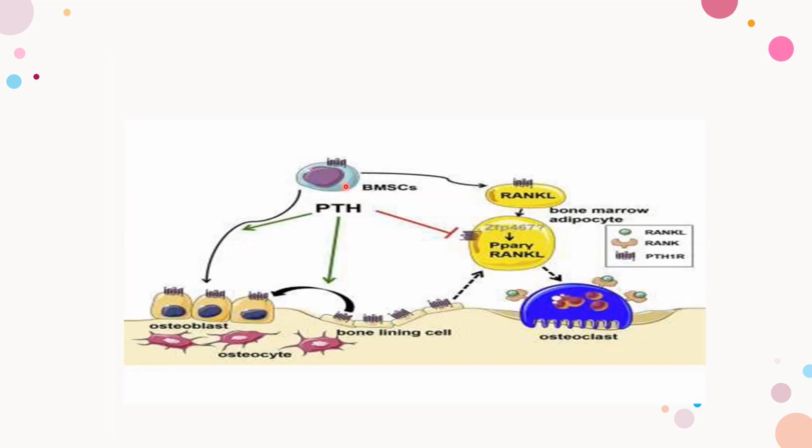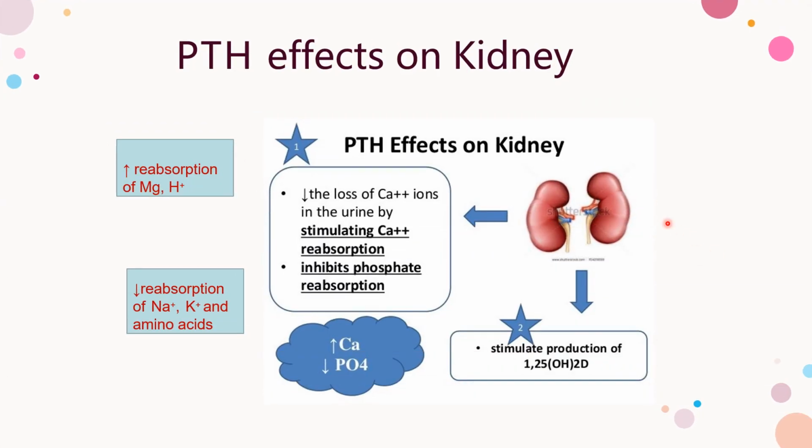As you can see here, this is the bone marrow stem cell. This is the RANK ligand from the bone marrow adipocyte. Here the osteoclasts are having the receptors. You see here, osteoblasts are not having the receptors for parathyroid hormone and also the RANK ligand. These are the bone lining cells. When the RANK ligand binds to RANK receptor, it activates the process of bone resorption by activating the osteoclast cells. So that is the effect of parathyroid hormone on bone.